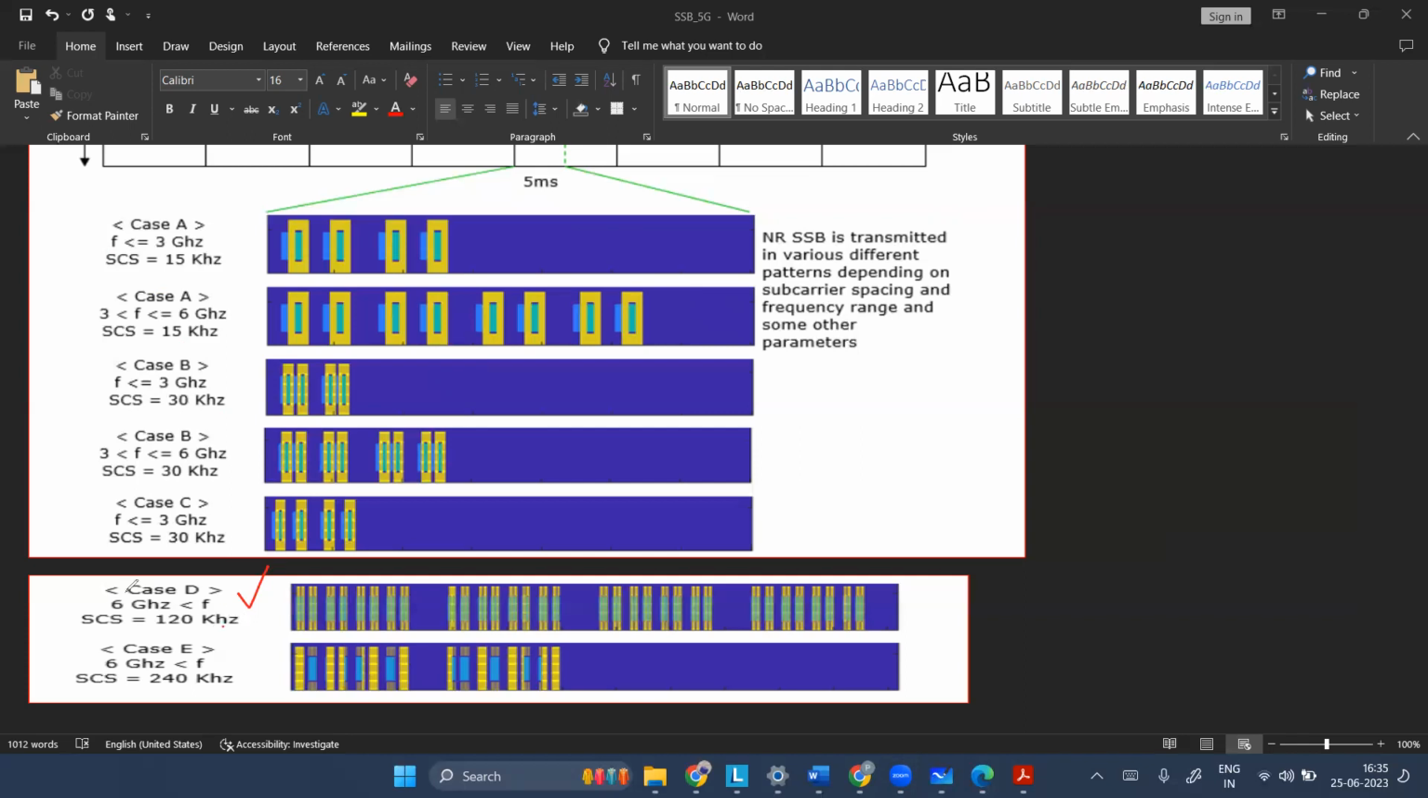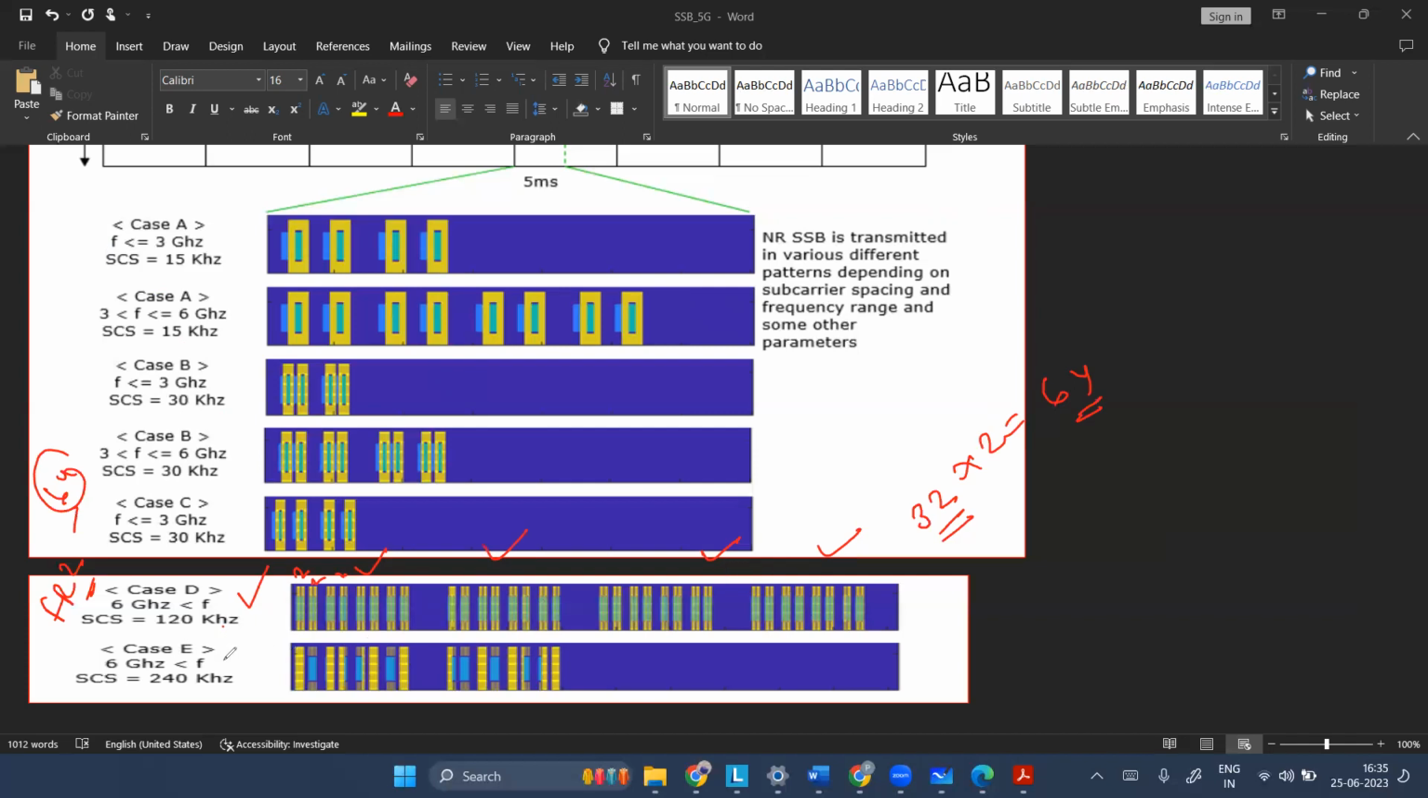In 120, as I told you, for FR2 there should be 64 SSBs. You can count here: 8, 8, 1, 2, 3, 4, 5, 6, 7, 8. So 8 and 8 gives 32, and each one contains 2, so it comes to 64. If you see here, 2, 2, 2, 2: these are bundled together because this has very high SCS, so they are shown very closely coupled together.